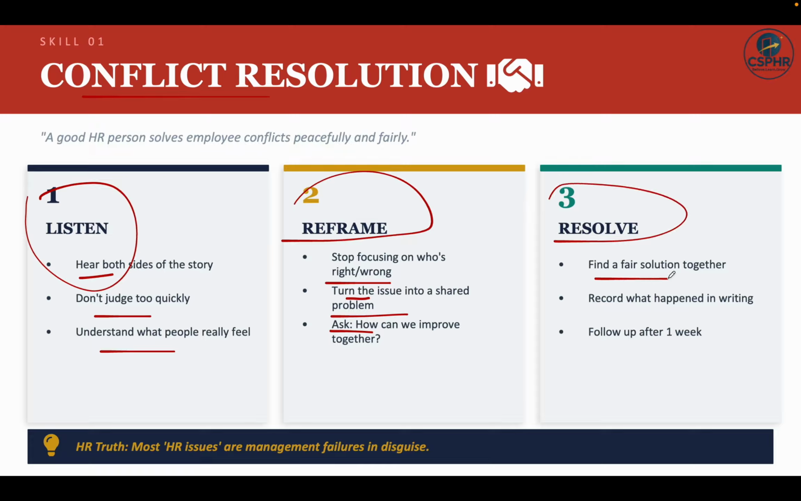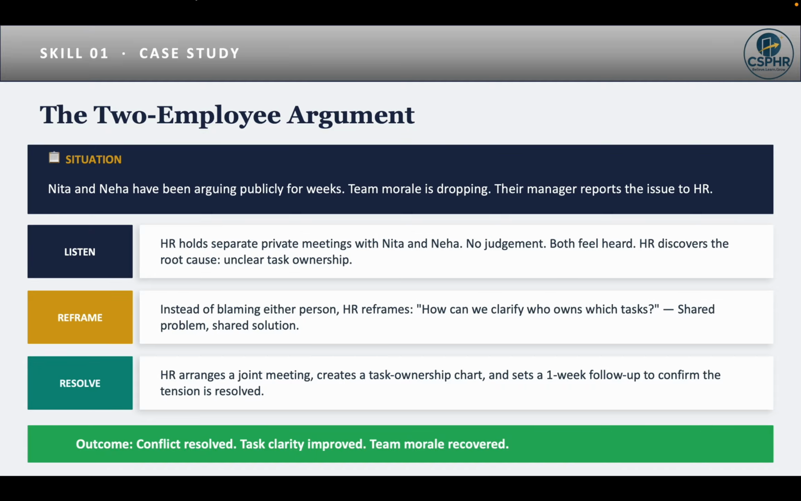Okay, find a fair solution together and record what happened. Okay, you have to record everything, then follow up after a week. So these are the 3 steps you have to follow when you handle employee conflict. Now let's talk about one example.